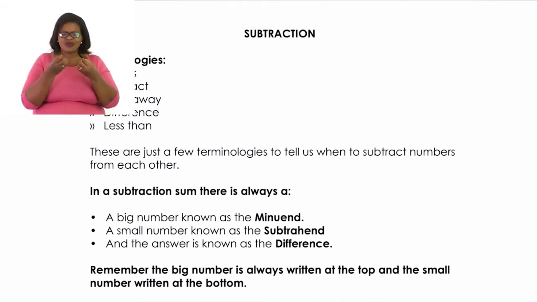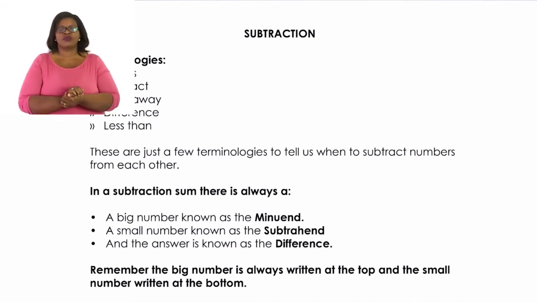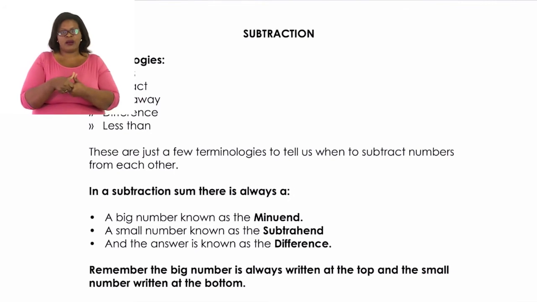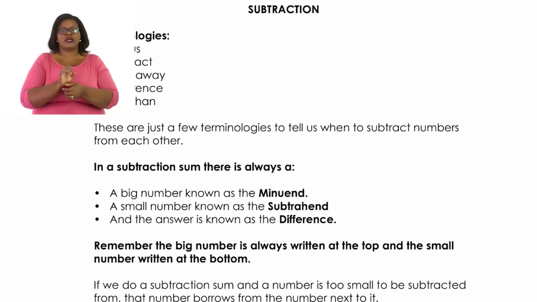Now let's start. In a subtraction sum, there is always a big number known as the minuend, a small number known as the subtrahend, and the answer is known as the difference. Please remember these 3 names: the big number, the small number, and what we call the answer of a subtraction sum.